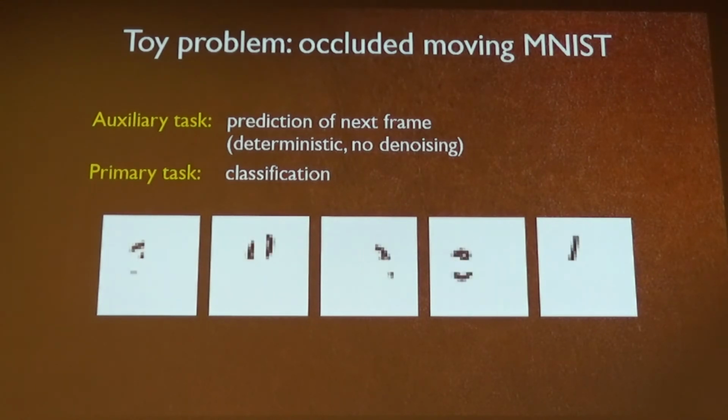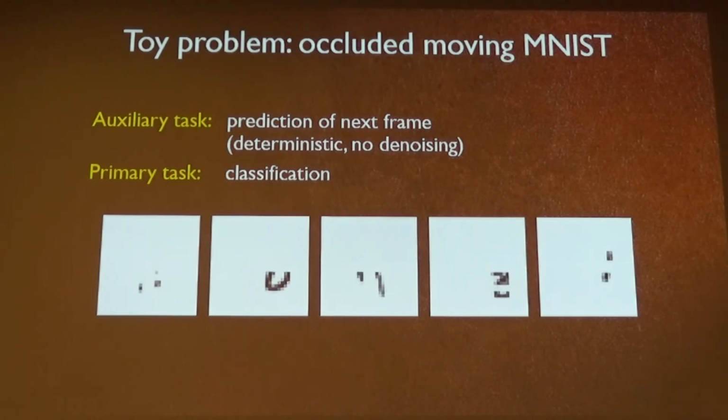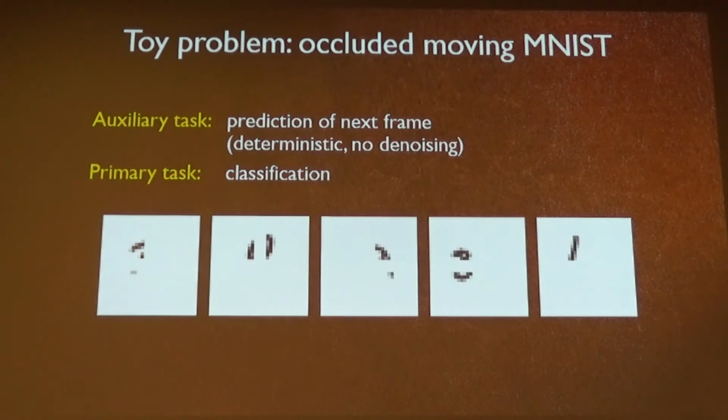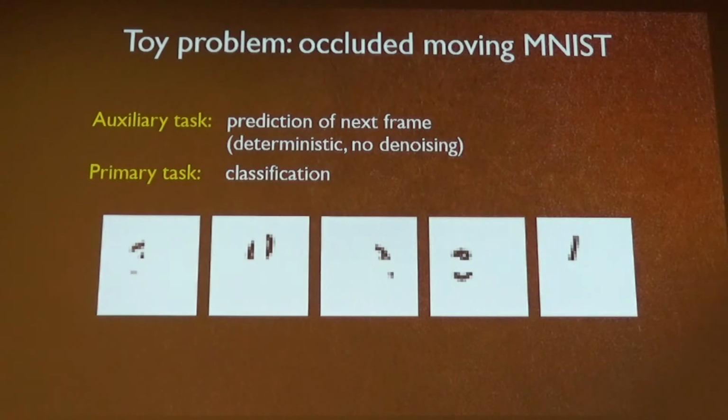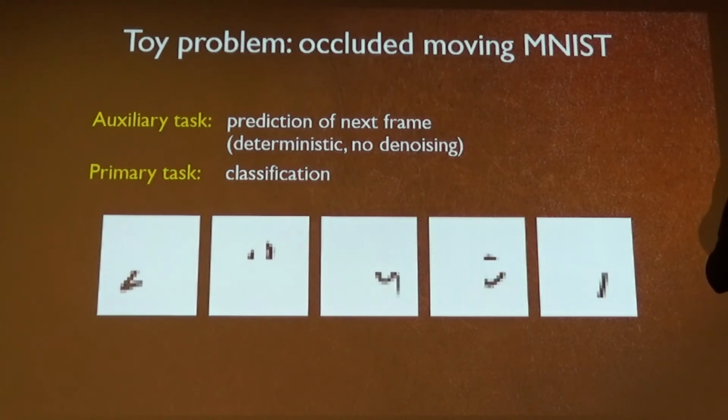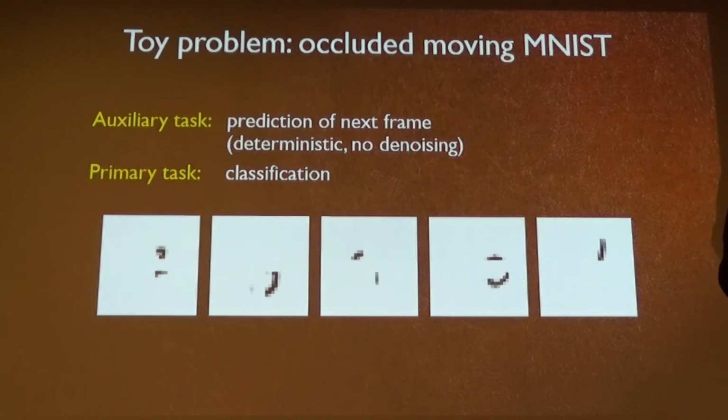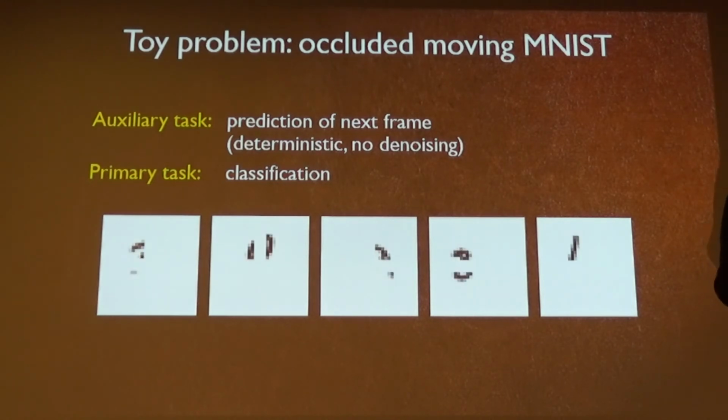The primary task here, let's say, is classification. We want to classify what this digit is. Suppose it's a semi-supervised setting, so we have a lot of data, but only some labels. If the primary task is classification, it's easy to see that if we take as the auxiliary task prediction of the next frame, then much of the same inference that you need for classification will be there.